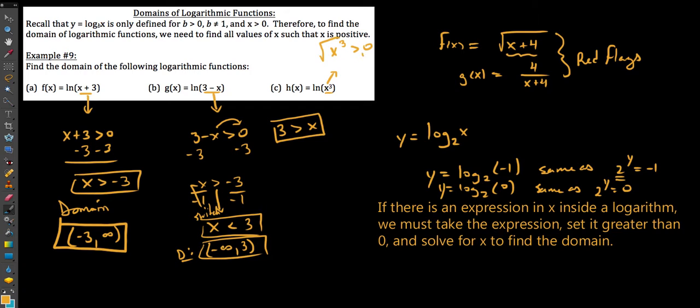Well, to solve this, we would have to take the cube root of both sides. But the cube root of 0 is only 0. This goes to show that our domain here would be all x values greater than 0. So our domain for this last one would be from 0, not including 0, out to the right to infinity. And that would be an easy one to go and look at.